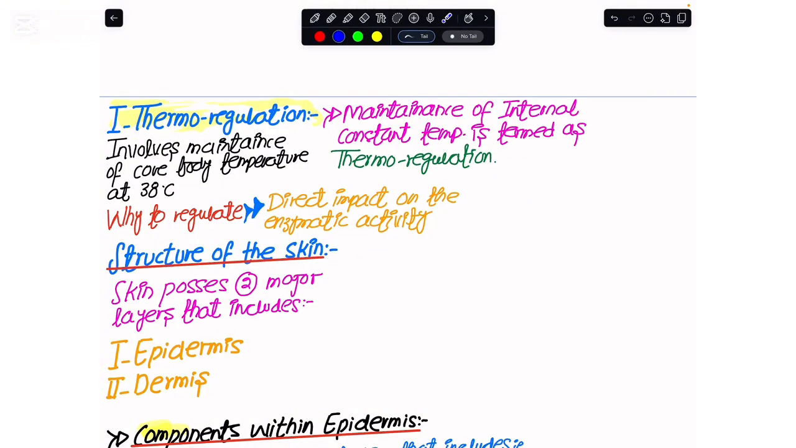Now, the regulation of the core body temperature involves a major organ system of our body, and that is the integumentary system. By the integumentary system, we simply mean the skin that we have. It is important that we know about the structure of the skin if we have to clear our concept of thermoregulation. The skin possesses a total of two major layers: the epidermis layer, and below the epidermis, the dermis layer.